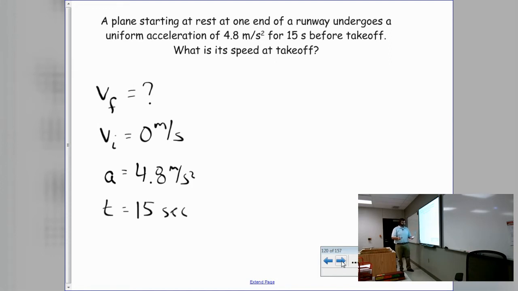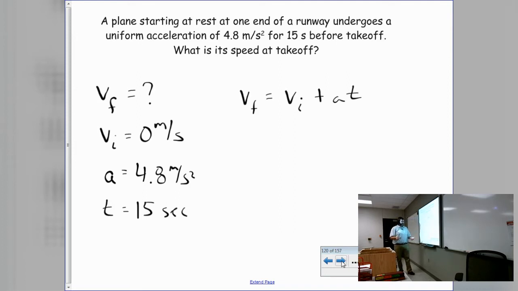Okay, so these are my variables that I'm given in my problem, and I know my unknown variable is my final velocity. Now, the only kinematic equation we know at this point in time is the one that we're going to be using: velocity final equals velocity initial plus acceleration times time.